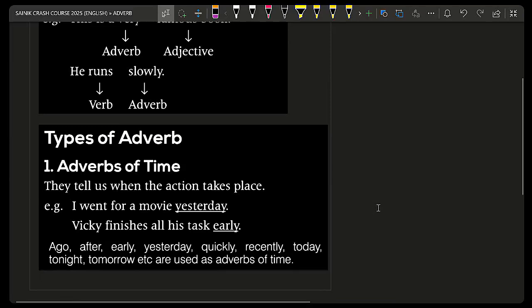Ago, after, early, yesterday, quickly, recently, today, tonight, tomorrow, etc. are all used as adverbs of time.